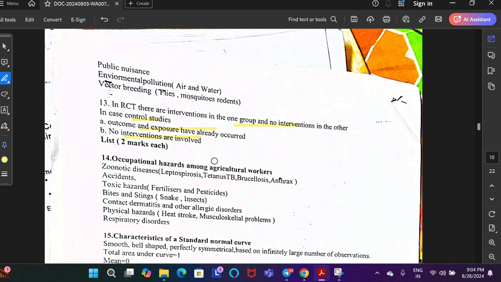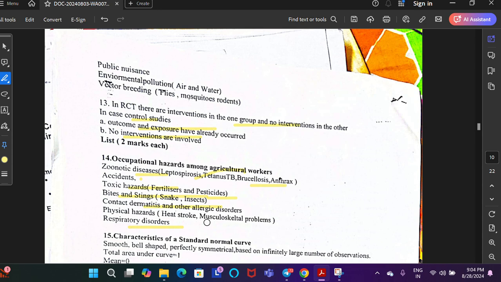Listed below are the following 2-mark questions. The 14th question is occupational hazards among agricultural workers. Zoonotic diseases, animal-borne diseases like leptospirosis, tetanus, TB, brucellosis, anthrax; accidents; toxic hazards like fertilizers and pesticides; bites and stings from snakes and insects; contact dermatitis and other allergic disorders; physical hazards like heat stroke; musculoskeletal problems and respiratory disorders.